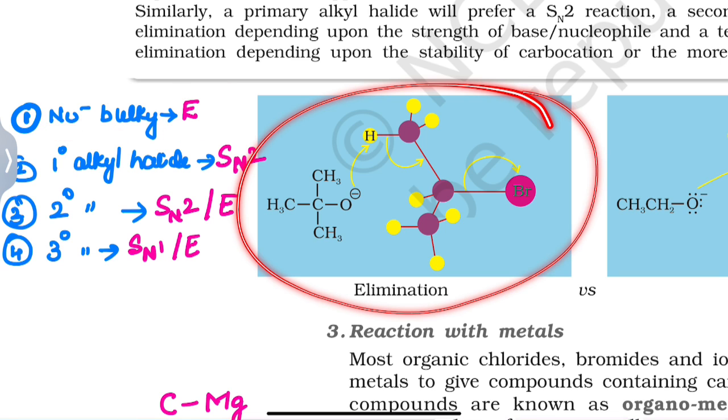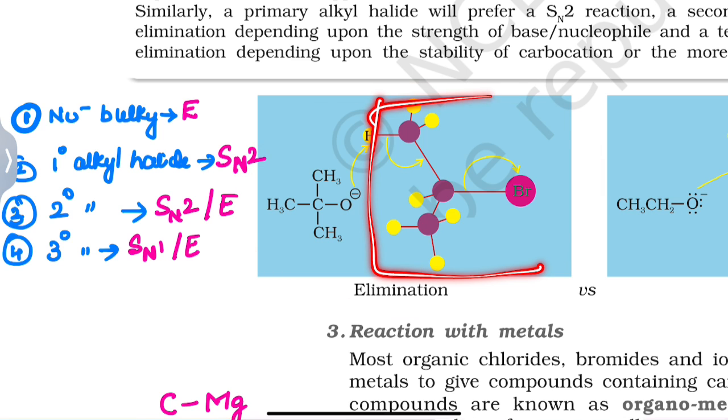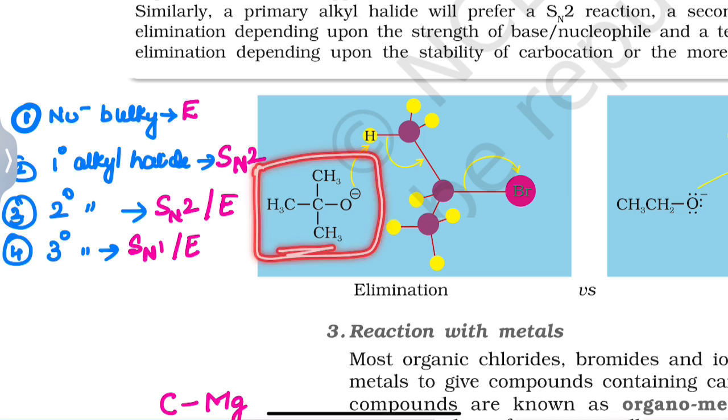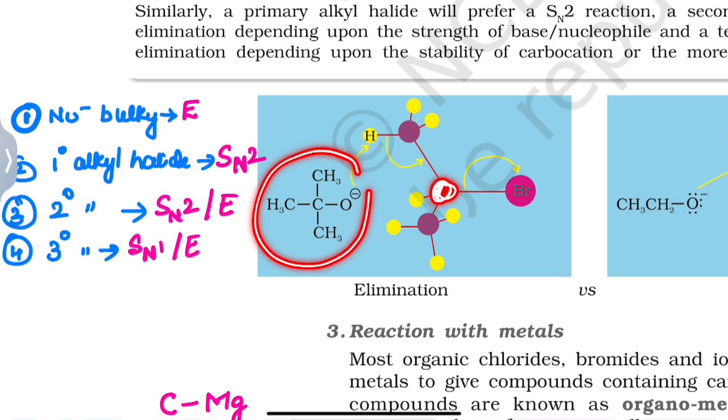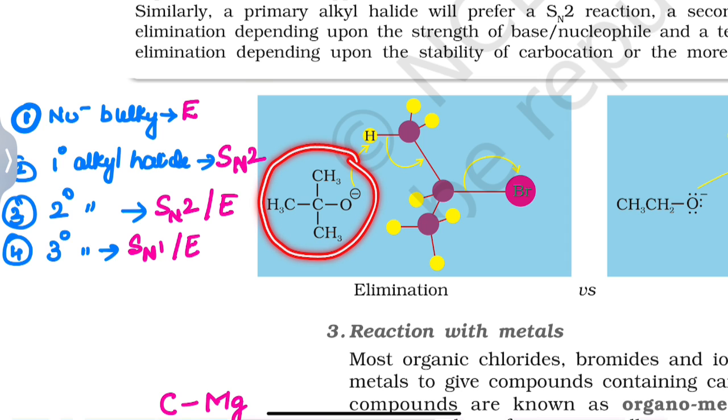So you can see this picture. This is the alkyl halide and here this is the nucleophile. So you can see it is a bulky nucleophile which is present, and this is the carbon atom. This bulky nucleophile, it is difficult for it to travel here and attack the carbon. Instead of that, it will remove the hydrogen atom. So this will be acting as a base instead of nucleophile. Therefore, elimination reaction will take place.